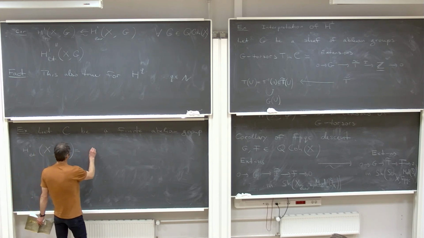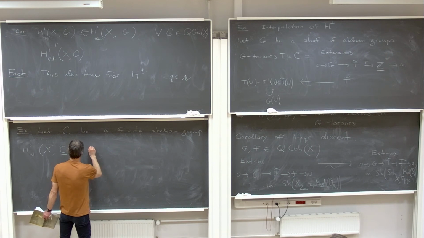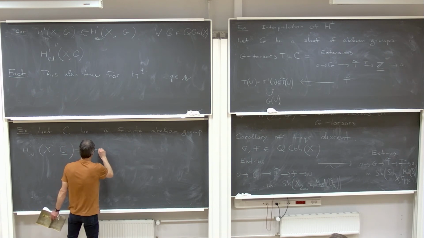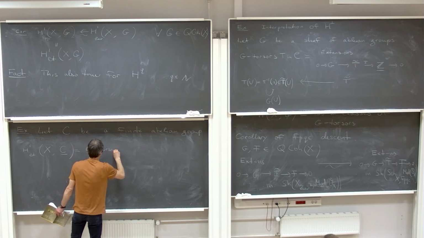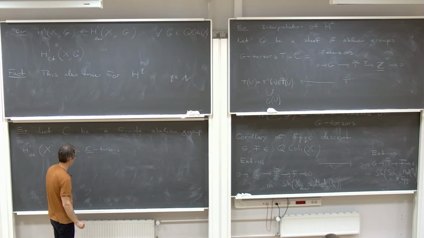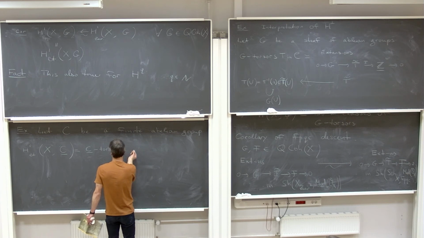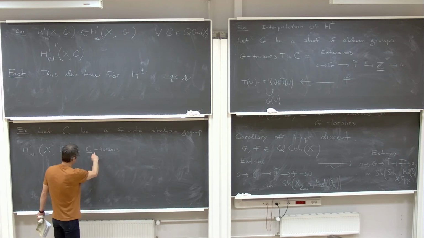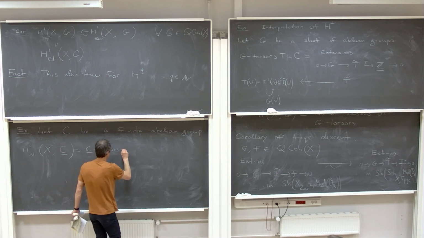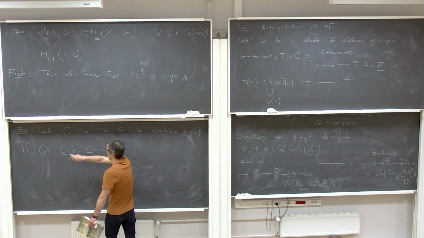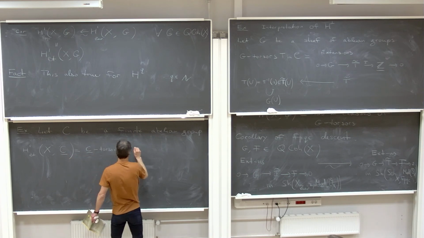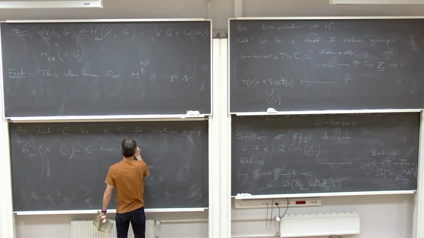This is C torsors, or, which is the same, this is kind of sheaf theoretic torsors. This is the same as we proved last time, because C is affine, well, geometric. Let's say C torsors.